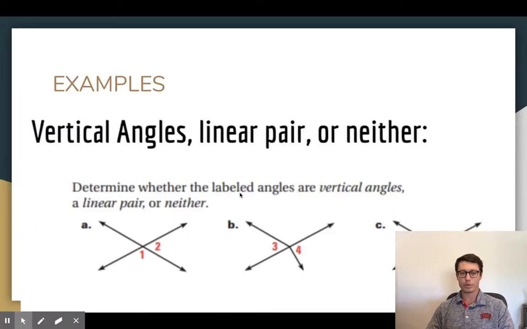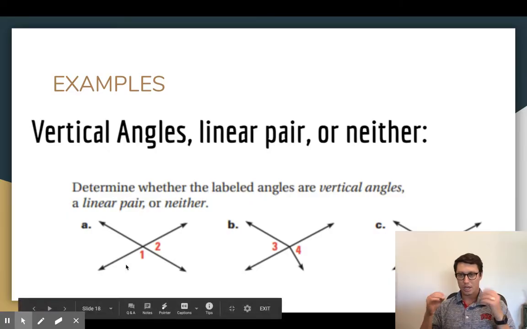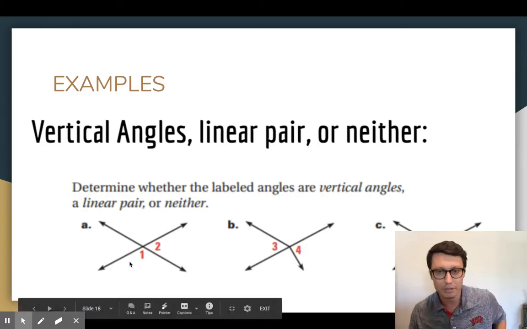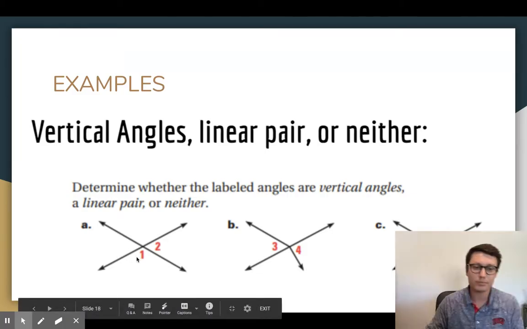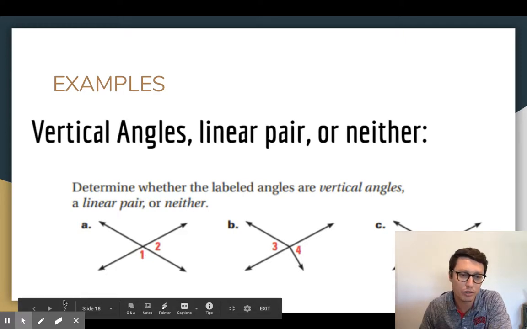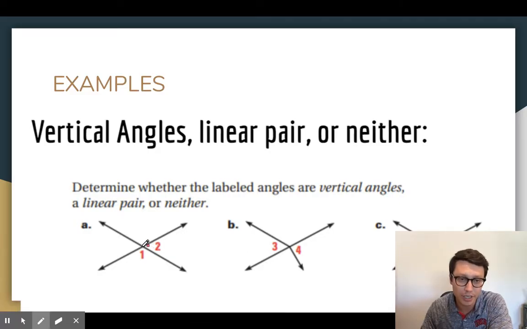Determine whether the labeled angles are vertical, a linear pair, or neither. So go ahead, pause the video, think to yourself, answer vertical, linear, or neither. Cool. Angles 1 and 2. Let's take a look. Are they next to each other? Are they adjacent, touching each other? Yes, they share this vertex and they share a ray. So we know that they're adjacent, but notice adjacent isn't one of our options. Do these create a straight line and measure 180 degrees? Absolutely. So this is going to be a linear pair.